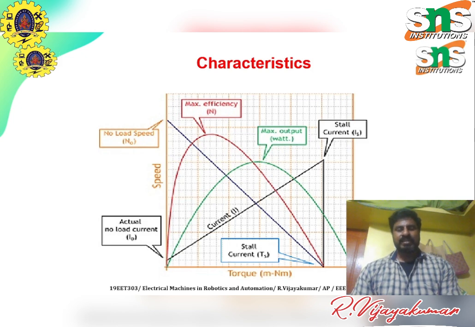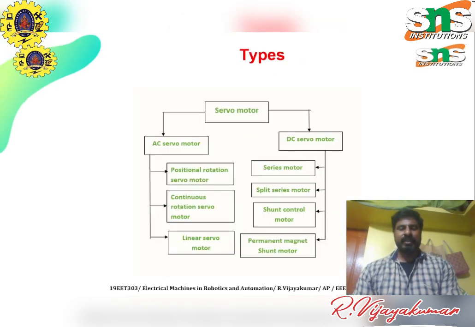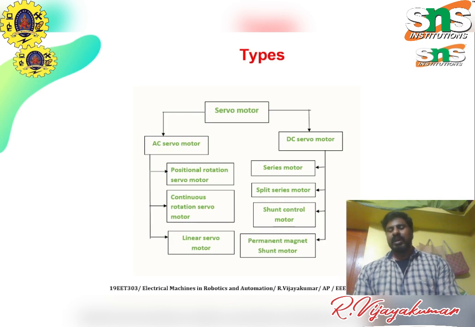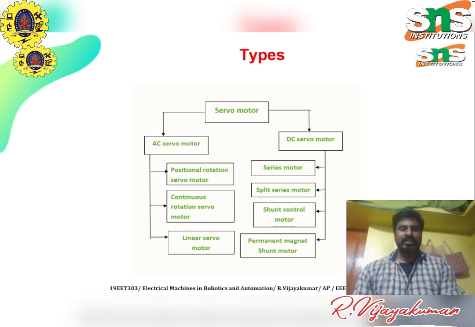Also, regarding the characteristics of a servo motor, it has maximum efficiency at maximum torque, and it gives the no-load current as well as the no-load speed, and also normal operation. At the same time, it is operated with the help of feedback systems. Then, we have different kinds of servo motors: AC servo motors and DC servo motors. In AC servo motors we have positional rotational servo motors, continuous rotational servo motors, and linear servo motors. In DC servo motors we have series motors, split series motors, shunt control motors, and permanent magnet shunt motors.